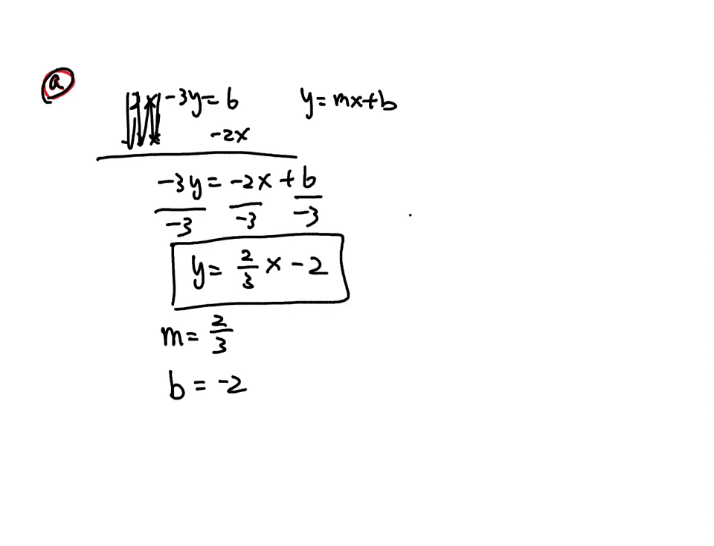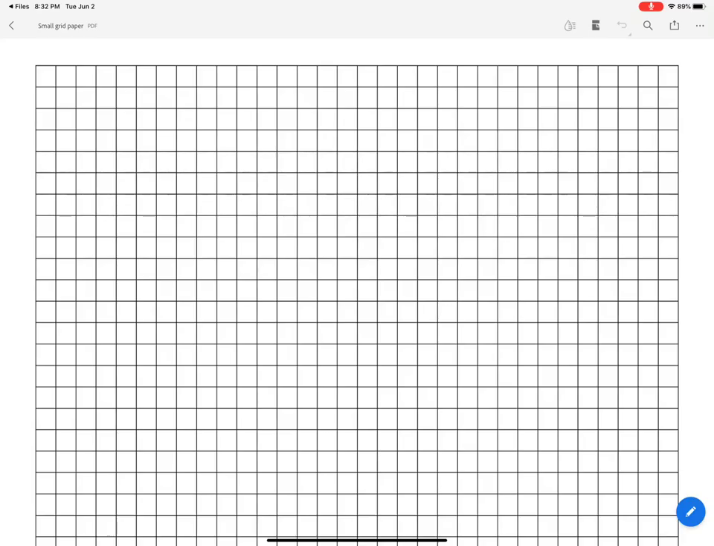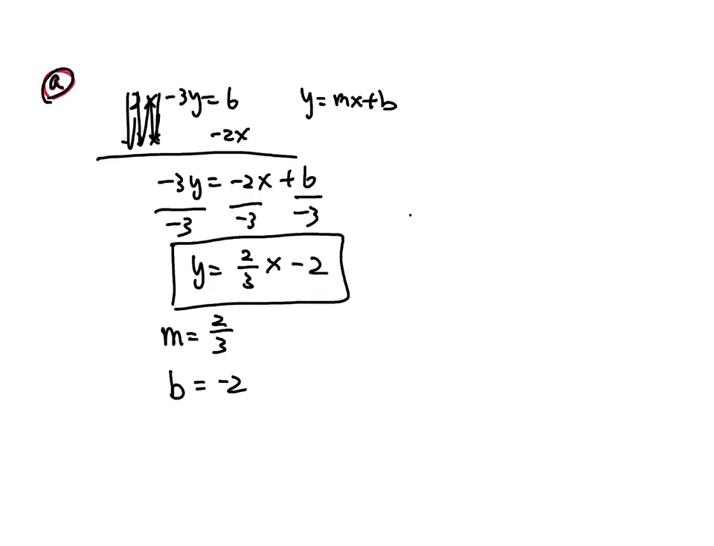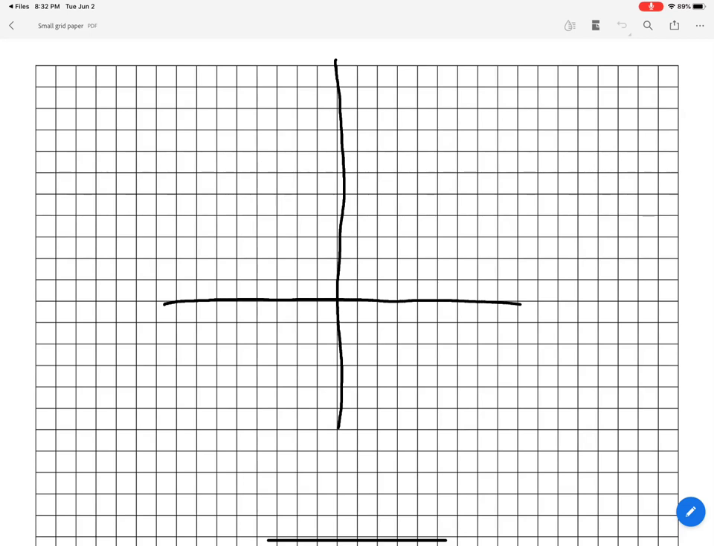Alright, once I know the slope and the y-intercept, let me pull out graphing paper so we can actually graph. Let's see if I can find it. There you go. Let me just go back to see what we have. 2/3 and negative 2. Just write it down before I forget. First things first, my y-intercept is negative 2. So negative 2 is right here.